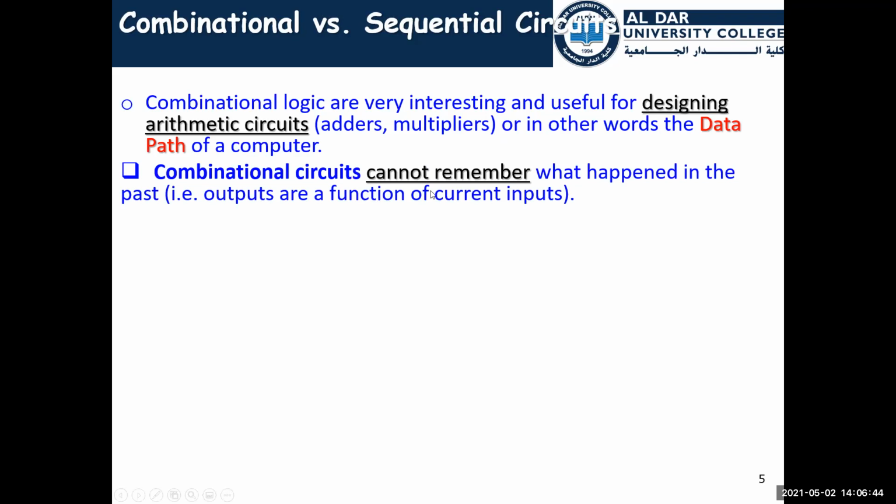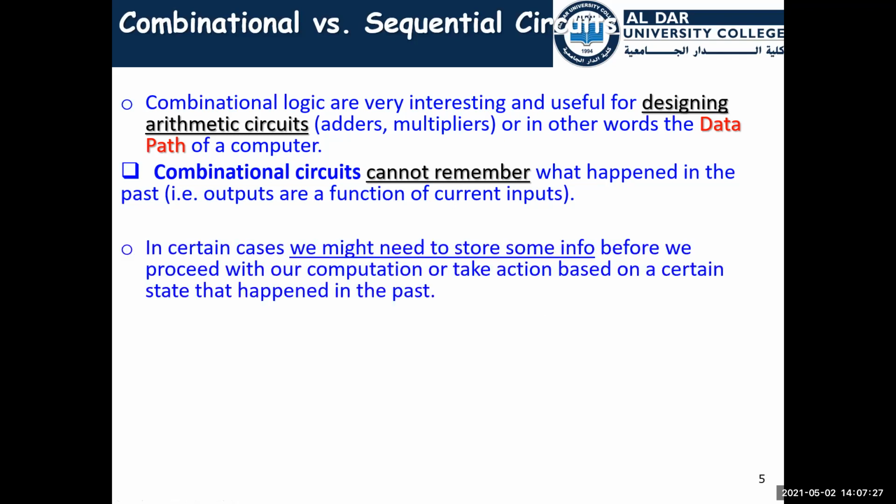As students at the beginning, if we see the words cannot remember, it doesn't mean it's a drawback. It doesn't mean that there is a drawback in the combinational circuit. It's a characteristic. It is not good or bad. Combinational circuit cannot remember what happened in the past. The outputs are a function of the current inputs.